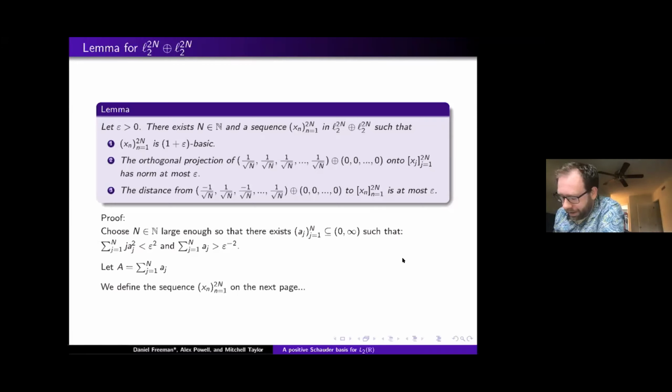So to start off, here's how you choose capital N. And someone's asking if x_n is positive. Yes, that is key, and positive. Yes.